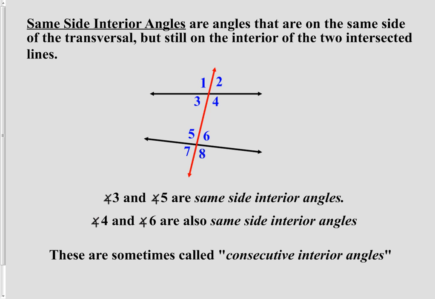Same side interior angles, same basic breakdown. We are still on the interior space between the two lines, but same side means that we are now on the same side of the transversal rather than one on one side and one on the other. Okay, they are also sometimes called consecutive interior angles. That's a synonym, same side interior, consecutive interior. And once again, these names do not mean anything about the measurements of the angles, only the positioning of the angles.